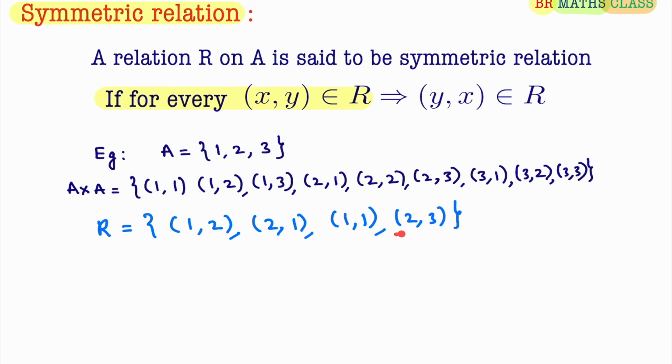So here (2, 3) is there at the end. For this ordered pair (2, 3), the reverse order is (3, 2). Is (3, 2) there in this relation?